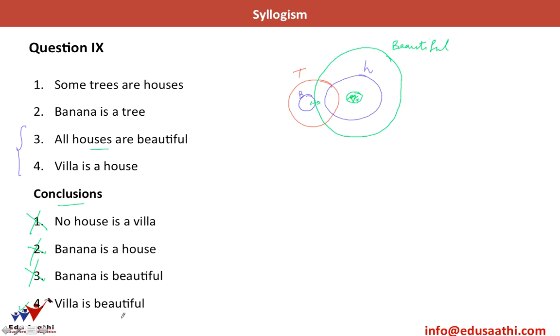The fourth one, villa is beautiful. This is correct. Why? Because villa lies inside houses and houses lie inside beautiful. So villa is beautiful. The only correct conclusion here is the fourth conclusion.